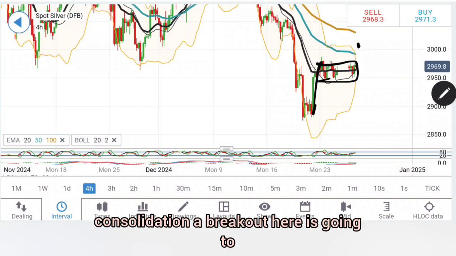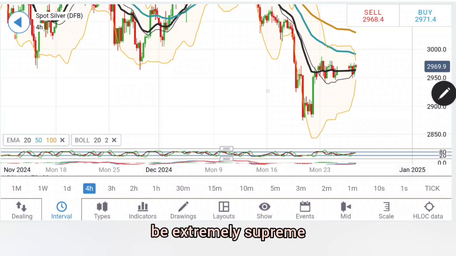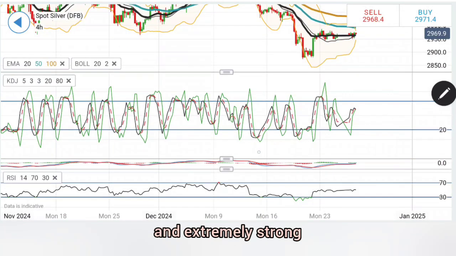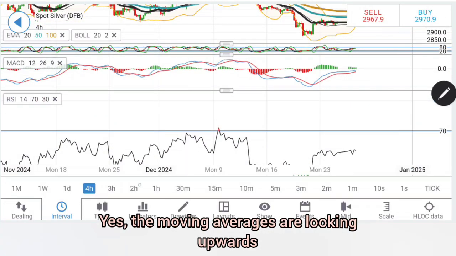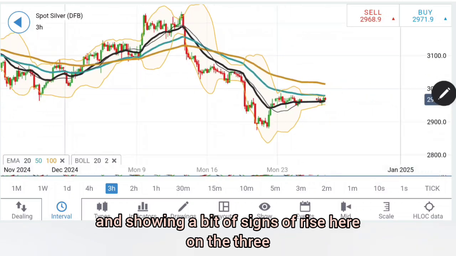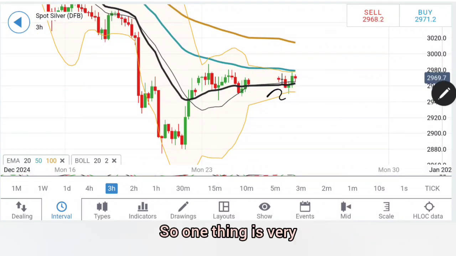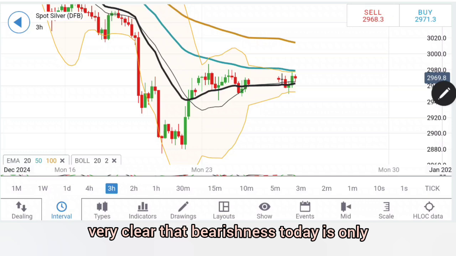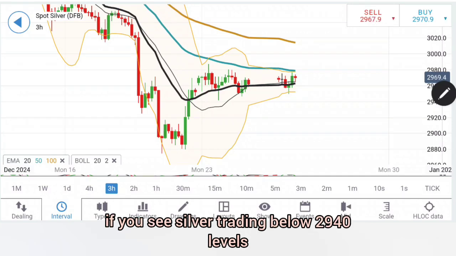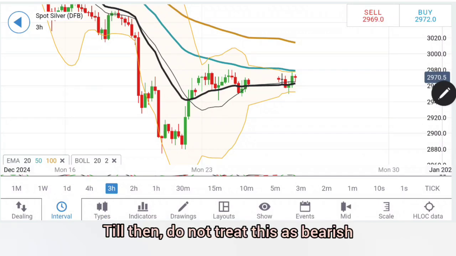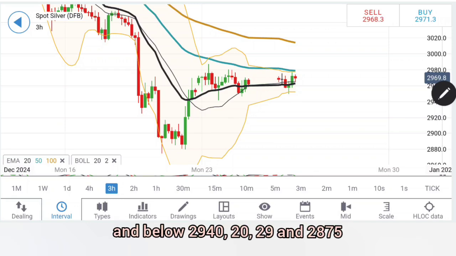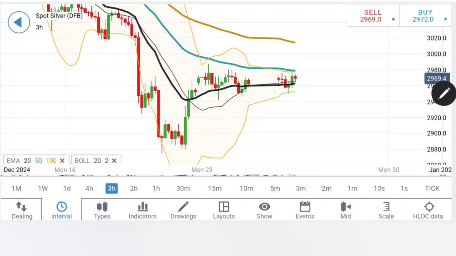See, rise, consolidation, a breakout here is going to be extremely strong. Yes, the moving averages are looking upwards and showing a bit of signs of rise here. On the 3-hour, similar observation. So one thing is very, very clear, that bearishness today is only if you see silver trading below 2940 levels. Till then, do not treat this as bearish, and below 2940, 2920, and 28.75.